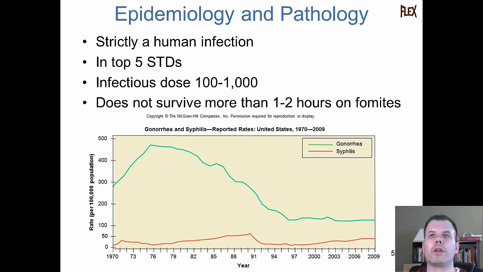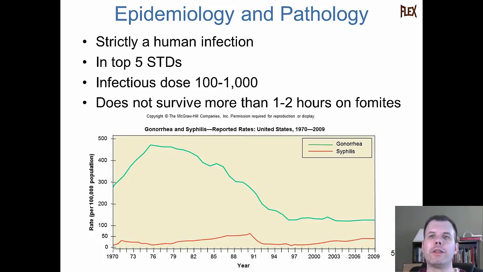Now, what does it cause? Well, it causes gonorrhea, and the epidemiology is that it's strictly a human pathogen, so you're not going to get it from any other animals. You're only going to get it through passage of fluids from an infected person, typically through sexual contact. It's a top 5 reported STD in the United States, has an infectious dose of 100 to 1,000 bacteria, so it doesn't take much to get infected, and it doesn't survive longer than 1 to 2 hours on fomites. So it's extremely unlikely you'd get it from a fomite. You're more than likely going to get it through sexual contact from one person to another.